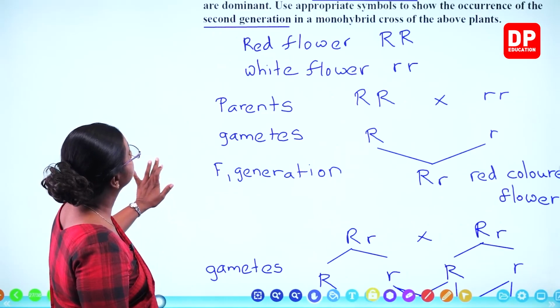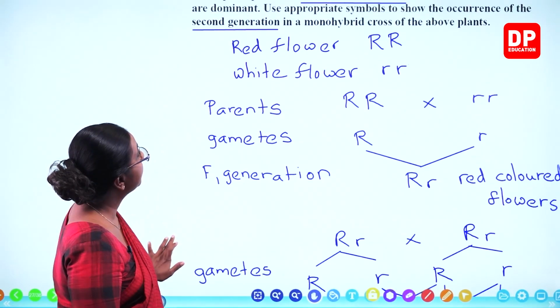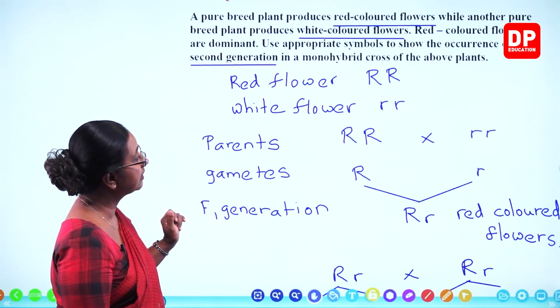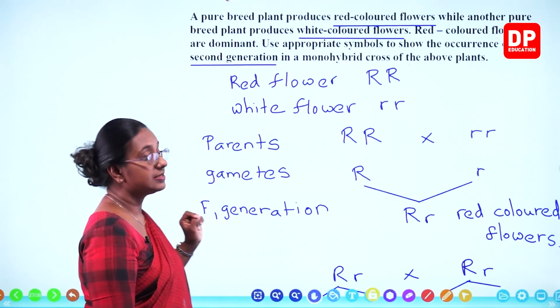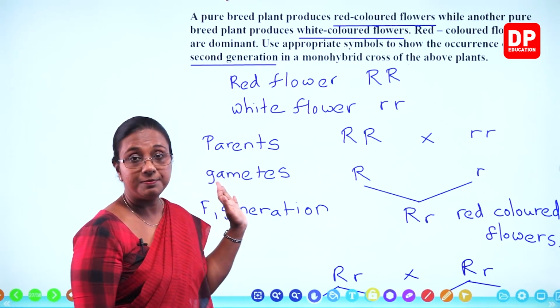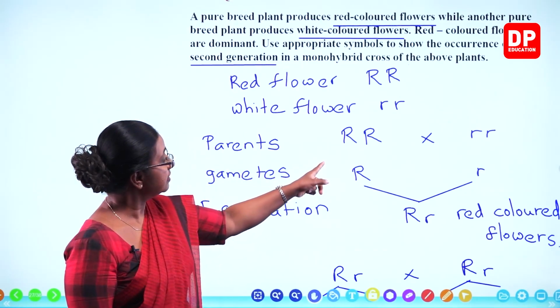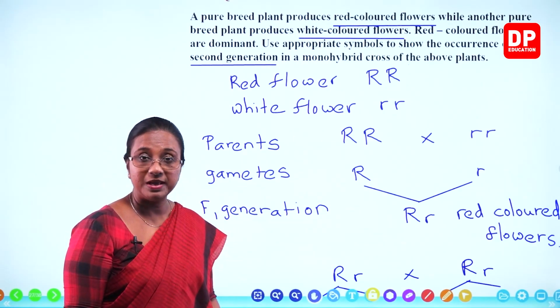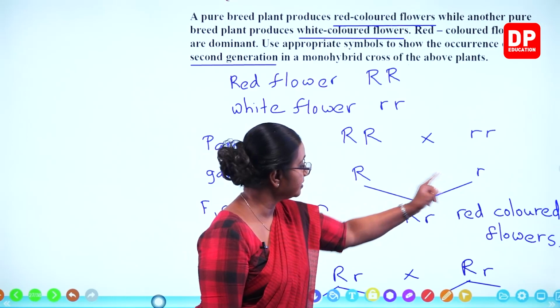So here you have pure breed plants. Red color flower is the dominant one, capital R. White flower is the recessive character, simple R. Both are pure breed plants. So those are the parents. Here you get only one type of gamete from each parental plant, capital R and simple R.